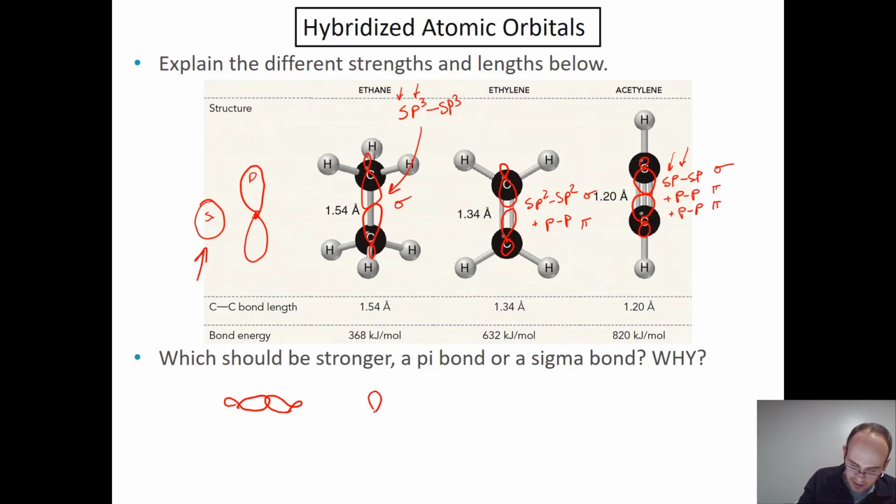Every time I draw pi bonds, which is side-by-side overlap of p orbitals, I end up having to fill this in, and I don't do a good job. I'm a terrible artist. But I'm trying to show the side-by-side overlap, and it's not pretty. Well, head-on overlap is a lot more direct, and there's a lot more overlap between the head-on orbitals of a sigma bond, and a lot less orbital overlap between the side-by-side overlap of the pi bond. So the sigma bond is going to be the stronger one because it's a stronger overlap, greater overlap.